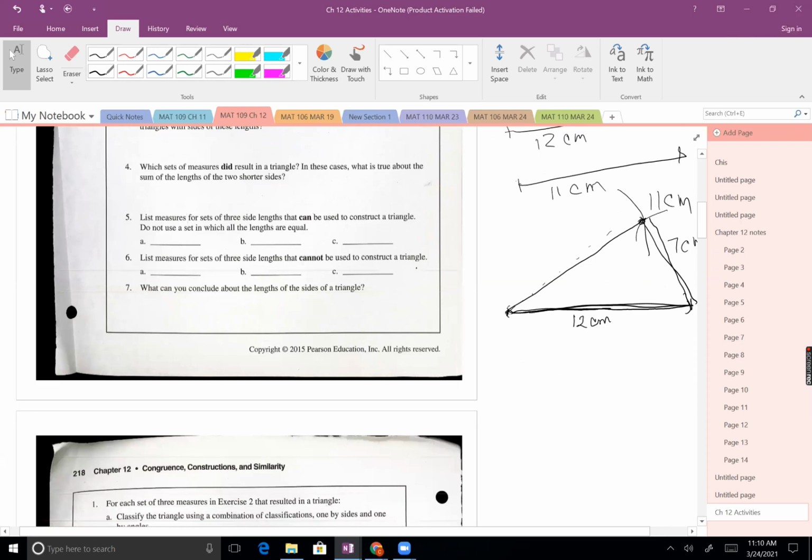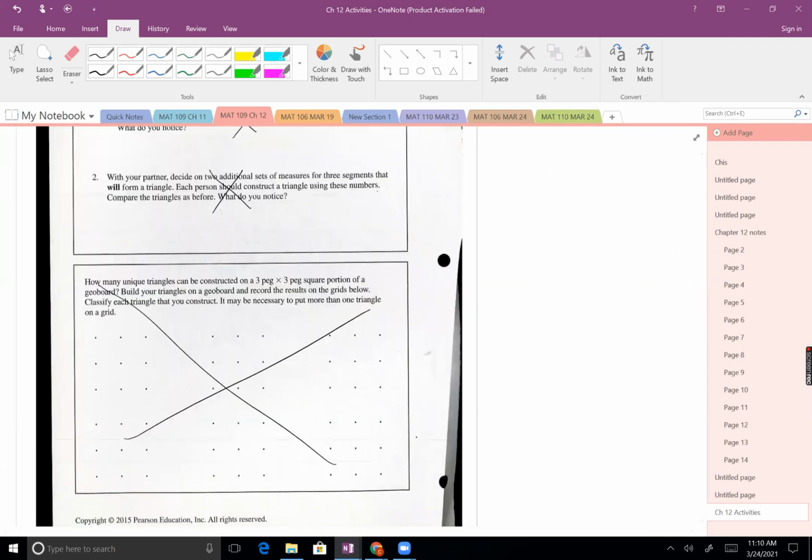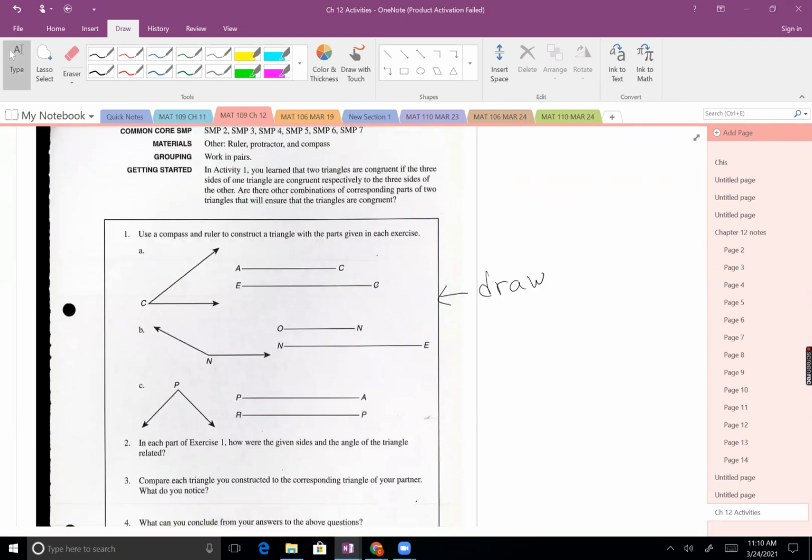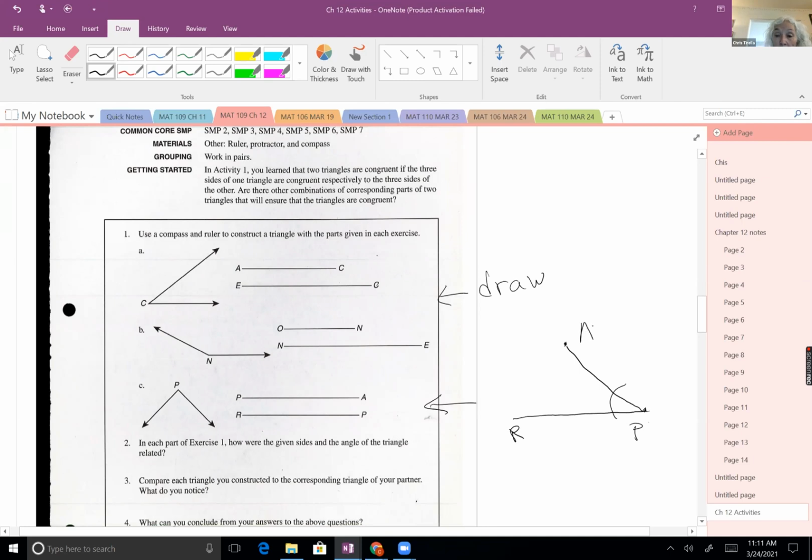And for activity number 2, me and the tutor weren't sure on question number 2, like how to explain that. Okay. Over here, do you see how I'm going to just randomly pick C? Over here, you've got segment RP. And then at P, you're going to copy angle P. And then from P, you're going to have segment PA.